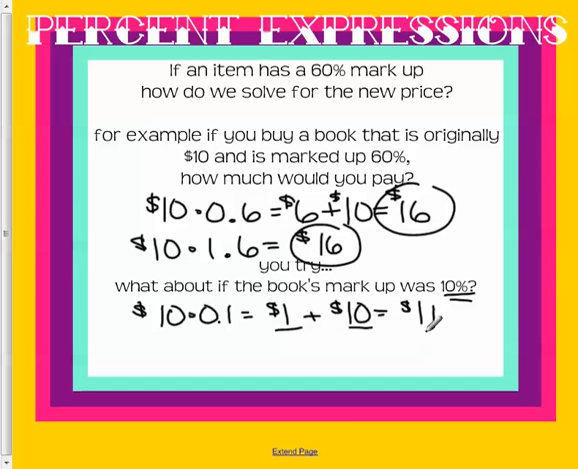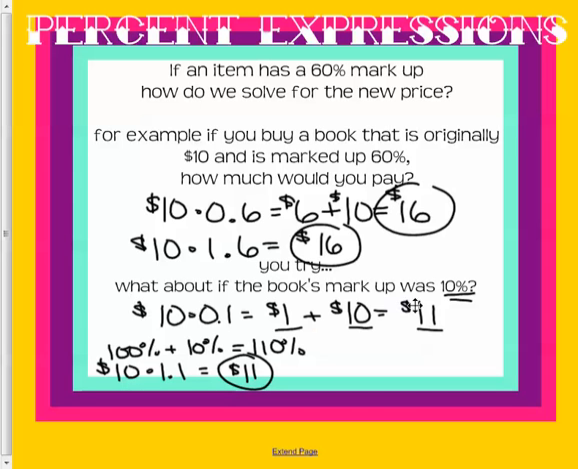And that dollar plus your $10 equals $11. So if we think about it from the percent perspective, I'm paying $10, which is 100%, plus 10 more percent. So I'm really paying 110%. So when you multiply by 1.1, you get $11.